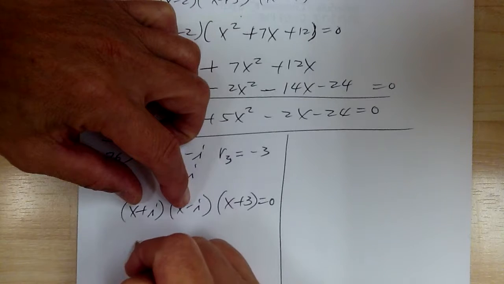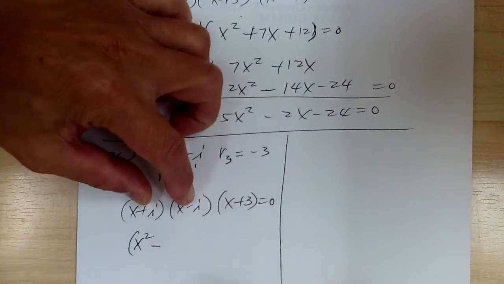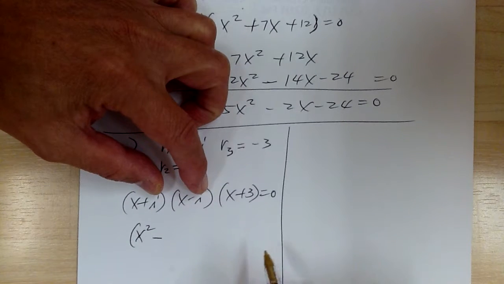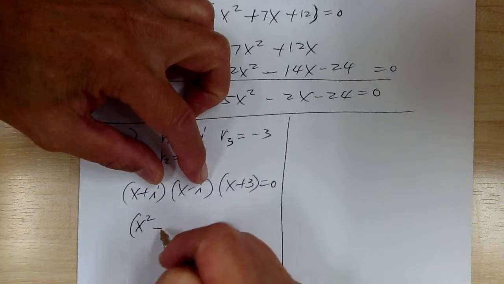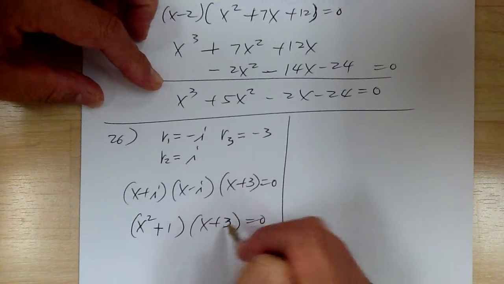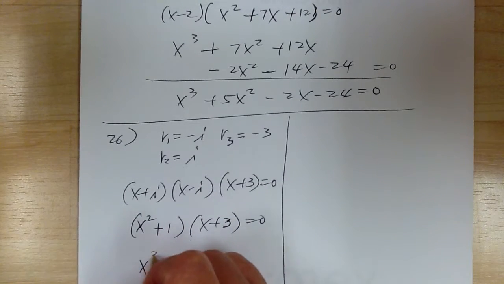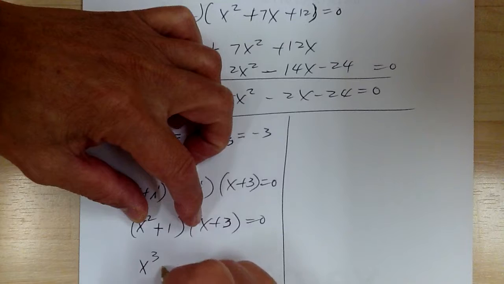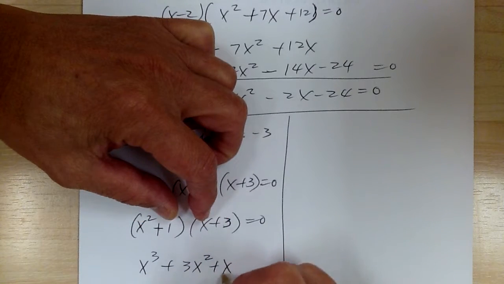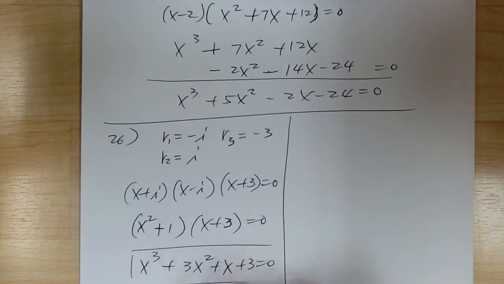So this would be x squared, and this would become minus, and I times I is I squared. I squared is negative 1, so, and this already have minus, so become plus 1. And now when you multiply, you're going to get x cubed plus 3x squared, and this would be plus x plus 3 equal to 0. Okay. So this is one way of doing it.